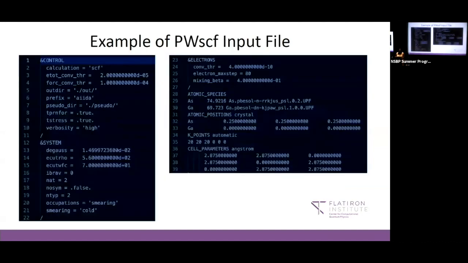Here is an example of that input file. So the first thing that you should notice is the fact that it is in a language that is not exactly user-friendly, right? The next thing is that basically this file is an example file that was already provided by the Quantum Espresso website. What that means is that if you have your own structure that you want to study, you have to create a file that's similar to this, right? So that's a pain.